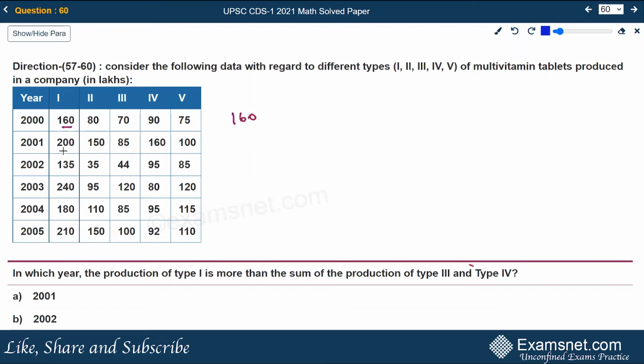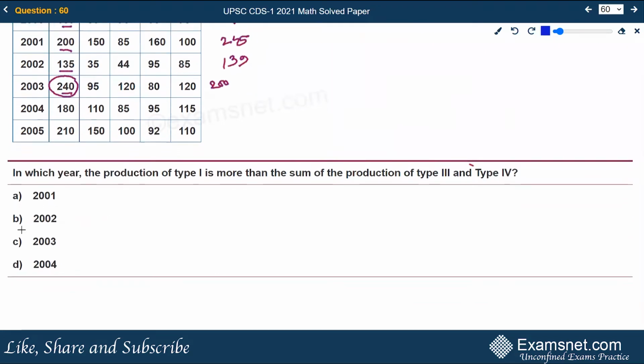For 2001, the production of type 1 is 200, but the sum of production of type 3 and 4 is 245, so type 1 is less. For 2002, it is 135, and the sum of production of type 3 and 4 is 93, okay, that is again less. For 2003, it is 240, and this is 200. So here we can see 240 is more than the sum of the production of type 3 and type 4. So the answer will be 2003. Option C is the correct answer here.